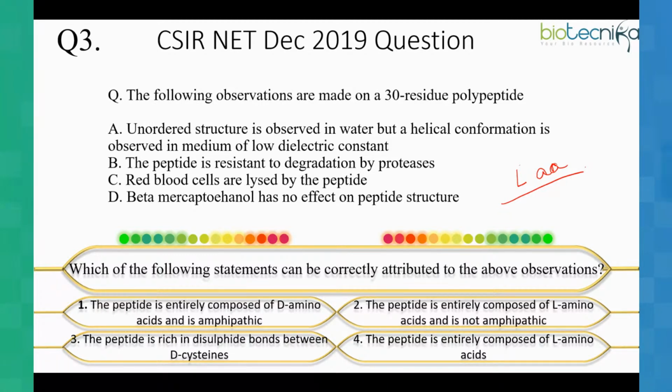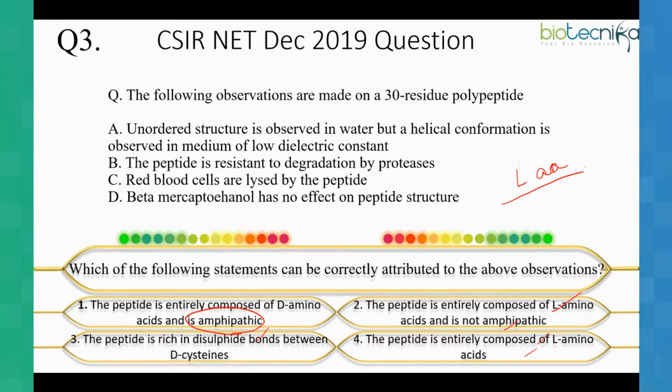So one is that the peptide is D amino acid and is amphipathic. Amphipathic means they can interact with both polar and non-polar. Another one is it's composed of L amino acid and it is not. The peptide is composed entirely of L amino acid, and the peptide is rich in disulfide bonds between D cysteines. Yes. Okay. You are saying that it is rich in disulfide bonds.